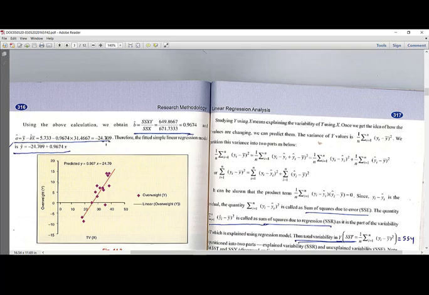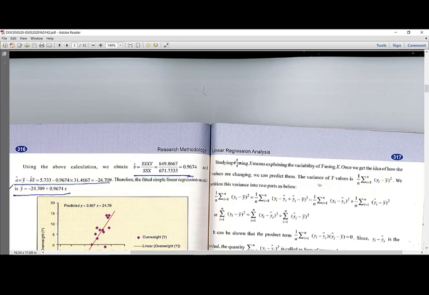This y bar value is here. y bar is 5.7333 here at the bottom. So we have substituted that value here. So we have got, finally, this equation as y cap equal to minus 24.709 plus 0.9674x. This y cap is the estimate of y. Estimate of y is now given as a plus bx, where a value is minus 24.709 and b is 0.9674.